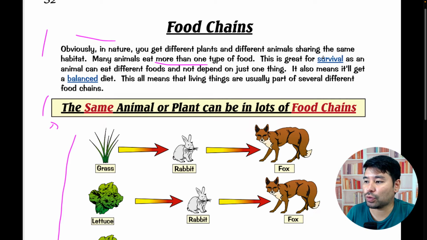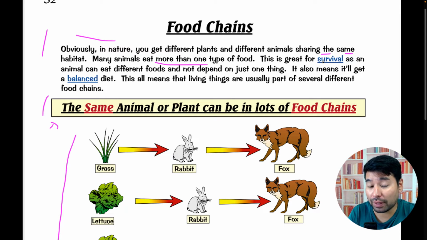This is great for survival. Isso é bom, isso é muito bom. Great, great é maior do que good. Good, great, né? Isso é muito bom para sobrevivência, para a sobrevivência. Isso é survival, ok? As an animal can eat different foods and not depend on just one thing. Ou seja, isso é muito bom para a sobrevivência, uma vez que, esse as fica assim, uma vez que, né? Um animal pode comer diferentes comidas, diferentes tipos de comida e não depende somente de uma, on just one thing, não depende somente de um tipo.